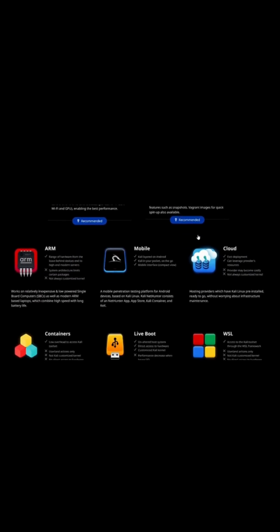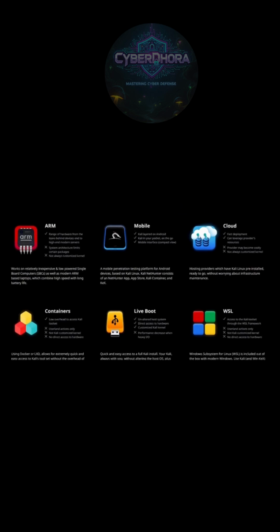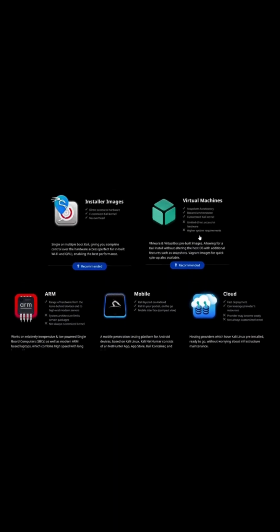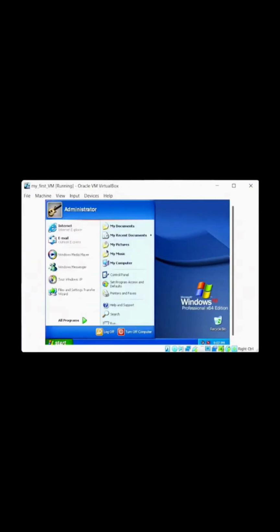You can install it as your main OS, dual boot it with another OS, run it from a live USB or DVD, or use it as a virtual machine. For this video, I'm going to use the virtual machine method because it's the easiest and safest way to use Kali Linux. A virtual machine is a software that simulates a computer system and it runs inside your main OS.